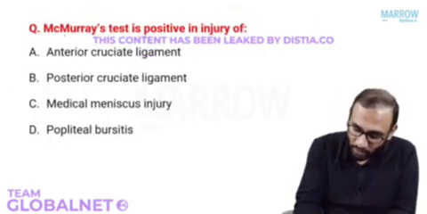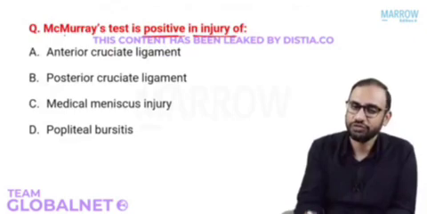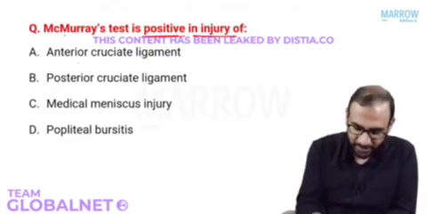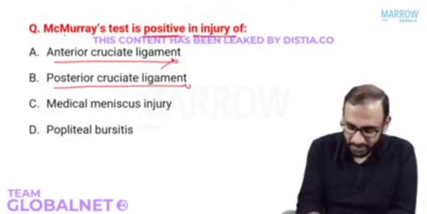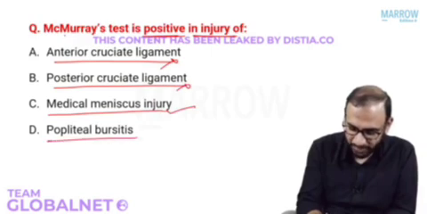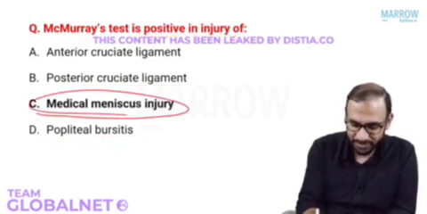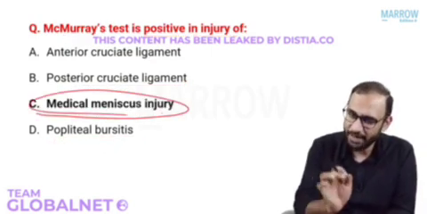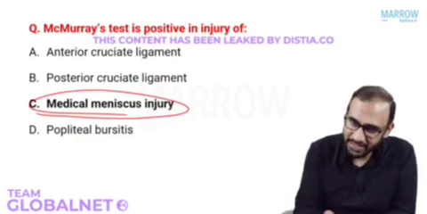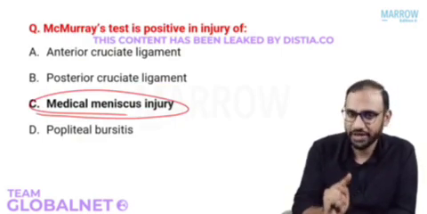McMurray test is positive in the injury of. McMurray test is the test for menisci. ACL, no. PCL, no. Medial meniscus, yes. Popliteal bursitis, no. So the answer is C. Yes, McMurray's test, Apley's grinding test, Thessaly test, but the best test is joint line tenderness.